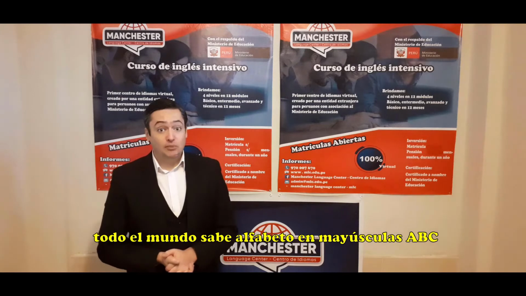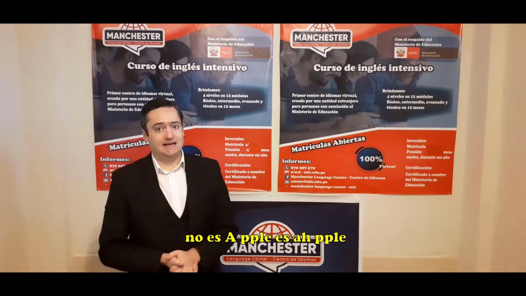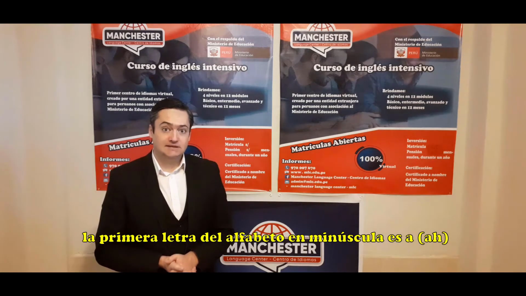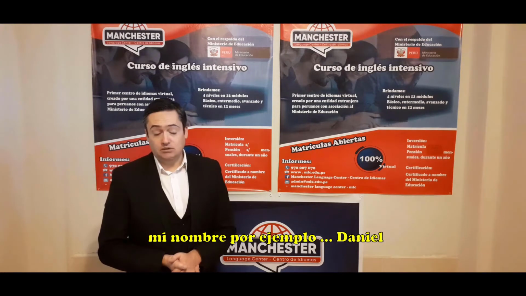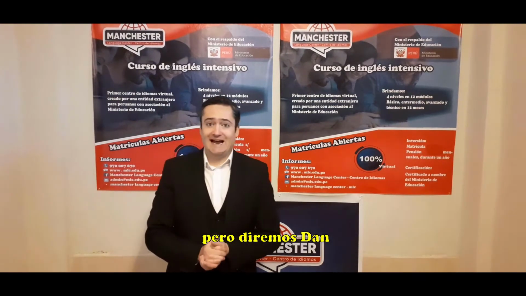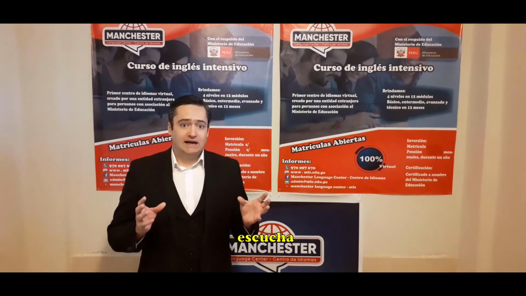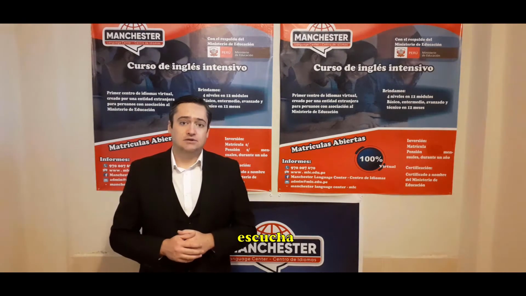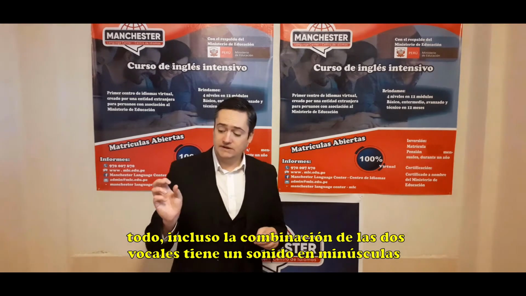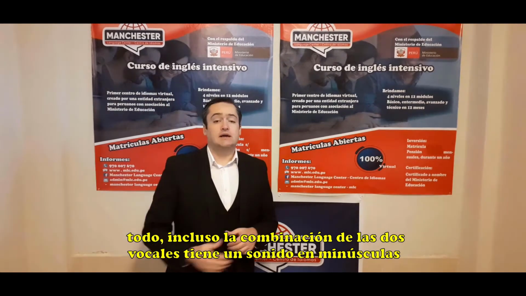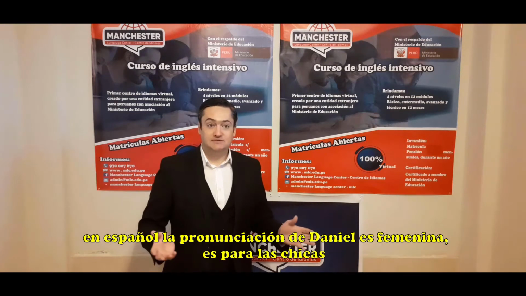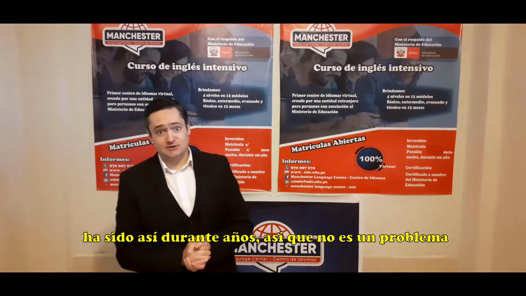Everybody knows uppercase alphabet, ABC. So you've got A, it's not "ay-pple", it's "apple". First letter of lowercase alphabet is A, apple. My name, for example, Daniel. If we abbreviate it to Dan, then we're going to have D, A, N, Dan. All of that, even with the combination of the two vowels and the L at the end, Daniel. In Spanish it's Danielle, but in English that's feminine, that's for the girls, but I've had it for years, so it doesn't really bother me.